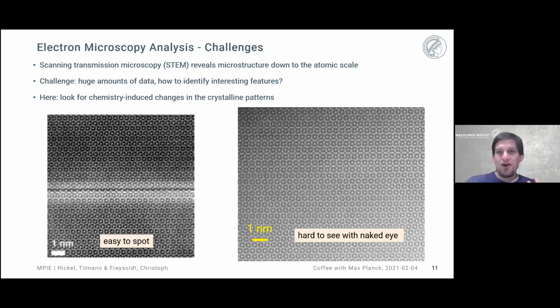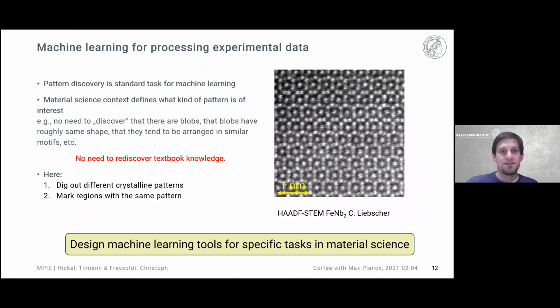And the question is, if you now have this not only as a single picture, but maybe tens or hundreds or thousands of them, how are you going to figure out where to look? And this is exactly where machine learning comes into play, because machine learning is perfectly capable of discovering patterns in the data. The interesting thing here is that, of course, we are not interested in detecting any patterns at all.